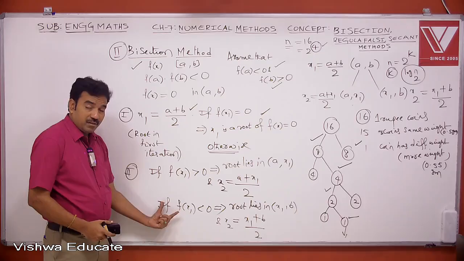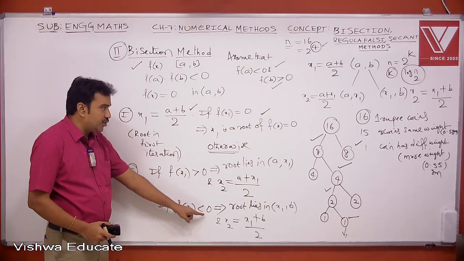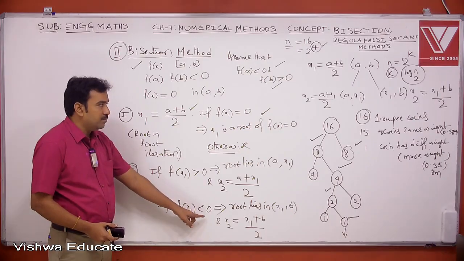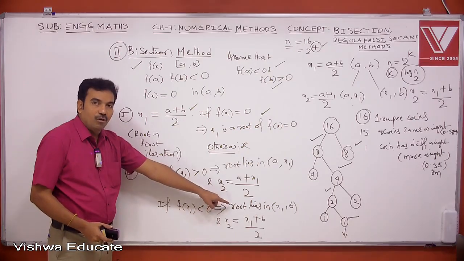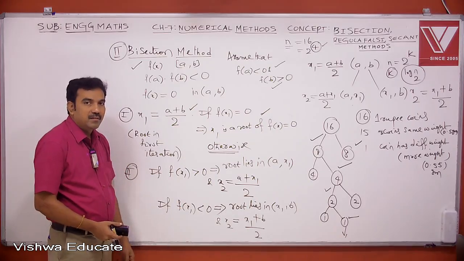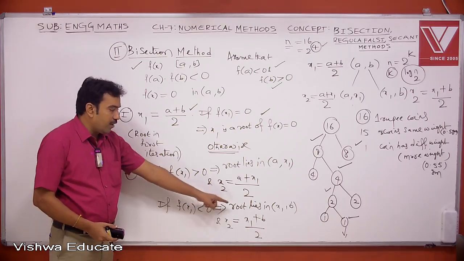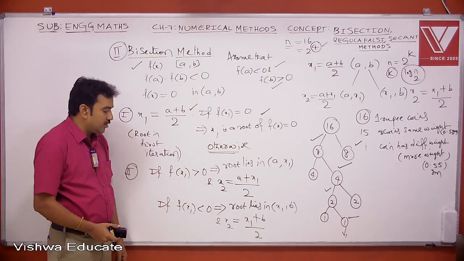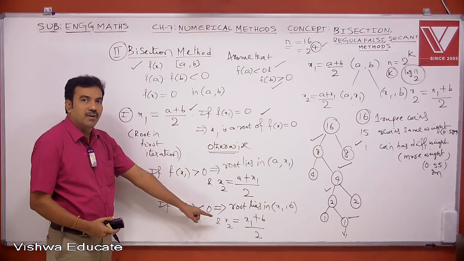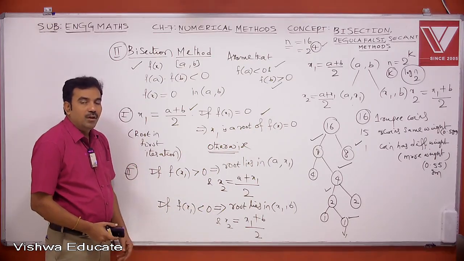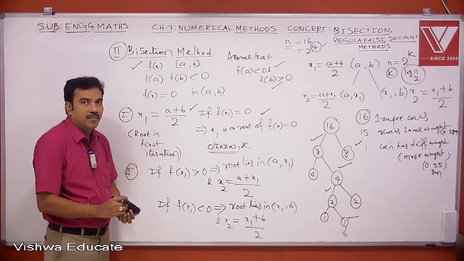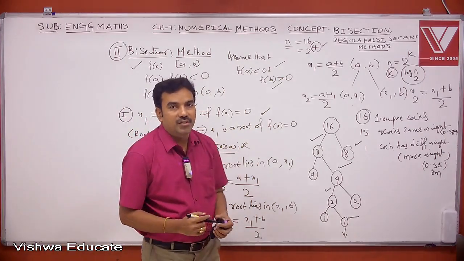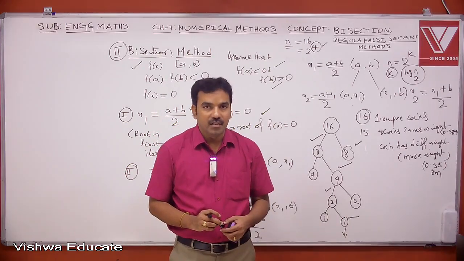In step 2 itself, continue. If f of x1 is less than 0, it implies the root lies in the open interval x1 comma b, and x2 equals x1 plus b divided by 2, where x2 is the value of the root in the second iteration.